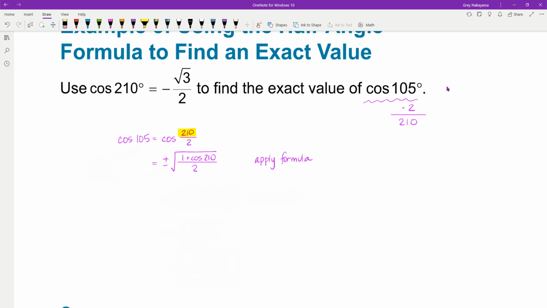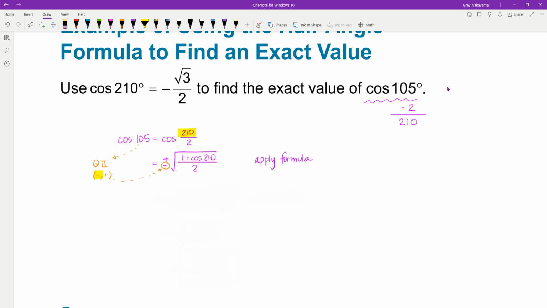So what quadrant is 105 in? And 105 is in quadrant 2. And in quadrant 2, the signs are negative, positive. So that means that the cosine is going to be negative. So when we continue, we're going to pick the negative. That's how you decide whether to use plus or minus.